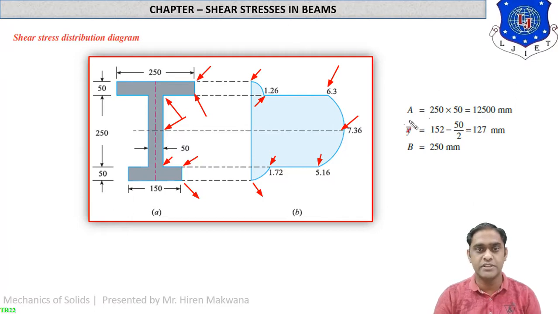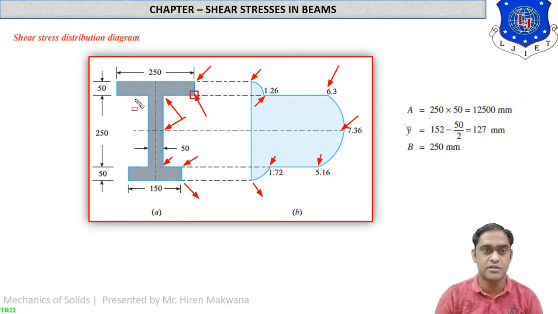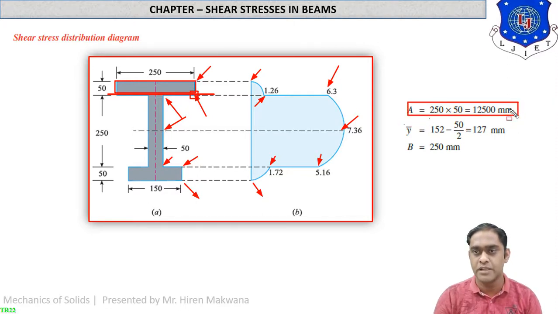So let us start with the first part. Suppose we want to calculate shear stress at this corner, the outer corner. If you want to find the shear stress at this corner, just draw a line at this layer like this and calculate the area above that. The area above that is this rectangle, 250 into 50. So the area A is 250 into 50, 12,500 mm square. Here it is mm square, the power is missing. Y bar. What is Y bar?